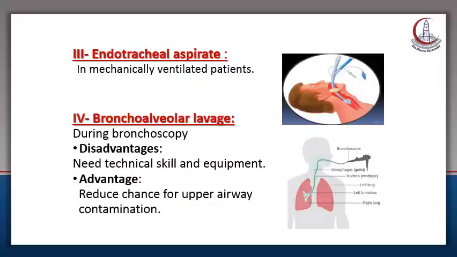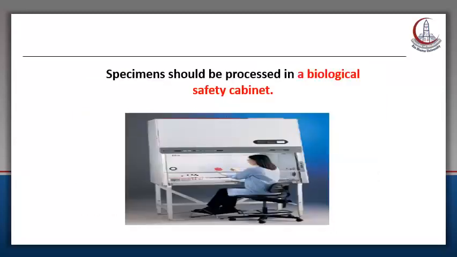Other samples for typical pneumonia include endotracheal aspirate, which is taken from mechanically ventilated patients intubated with an endotracheal tube and on a machine supporting ventilation. The other sample is bronchoalveolar lavage, known as BAL. It's a common term, you will hear it every now and then. It's better than sputum as it reduces the chance of upper airway contamination, but it needs technical skill and equipment. Whenever possible, specimens should be processed in a biological safety cabinet to protect the lab worker from possible organisms in the sample as well as to protect the environment, as we learned in the containment lesson.